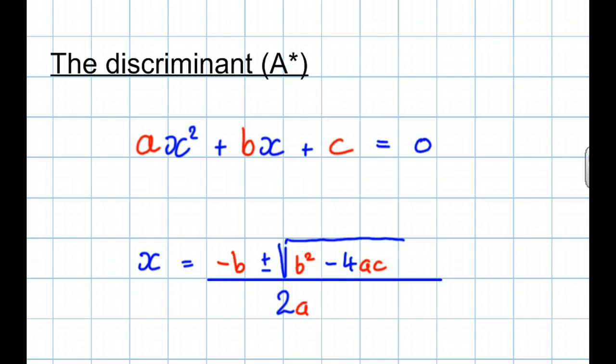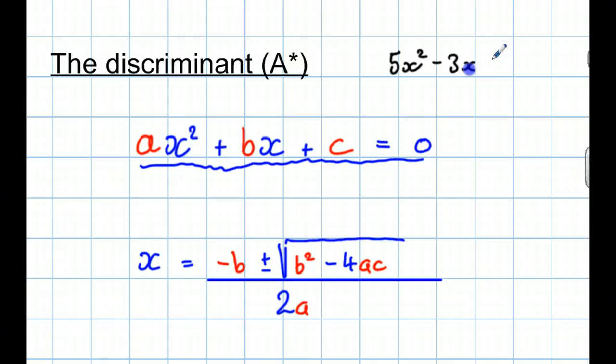Here, if I rearrange the quadratic equation into the form of ax squared plus bx plus c equals 0, I then use this formula. Just a little tip, I'll give you an example, here we go: 5x squared minus 3x minus 4 equals 0.